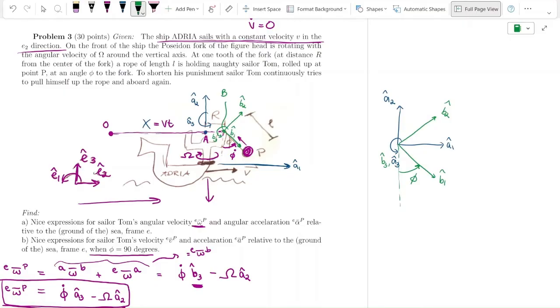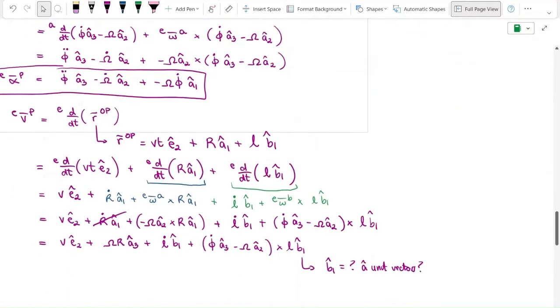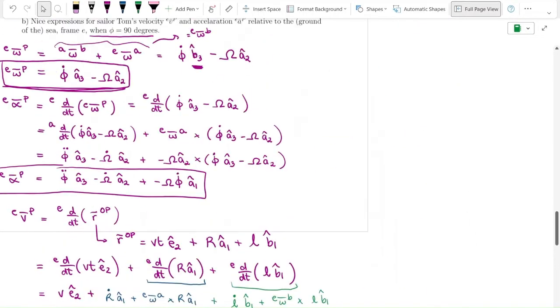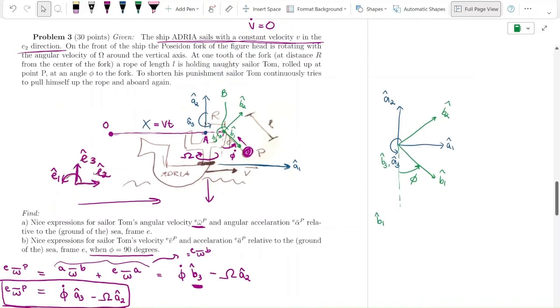In this case, I want to write my b1 hat vector in terms of the A frame vectors. So how do I do that? Well, I draw some geometry. We know that this angle is phi. This means that this angle is 90 minus phi, but that means this angle is then phi as well, because the b1 and b2 hat are orthogonal to each other.